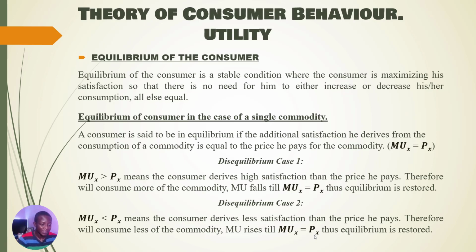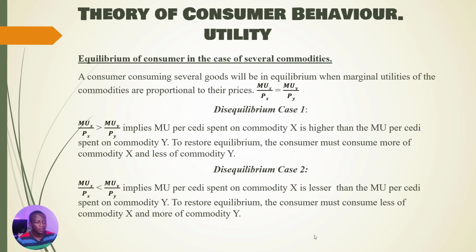So this is a single commodity case, when the consumer is consuming just one commodity. Let's see where a consumer is consuming two or more commodities. The consumer will be at equilibrium where the marginal utilities of the commodities are proportional to their prices. If you are consuming commodity X and commodity Y, the consumer will be in equilibrium where the ratio of the marginal utility of commodity X to the price of commodity X is equal to the ratio of the marginal utility of commodity Y to the price of commodity Y.